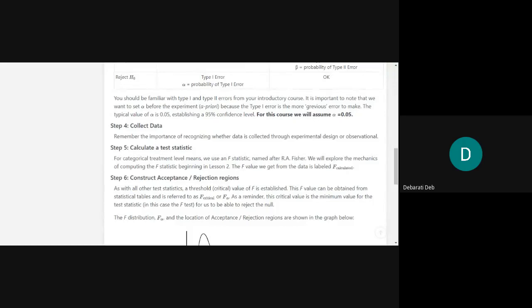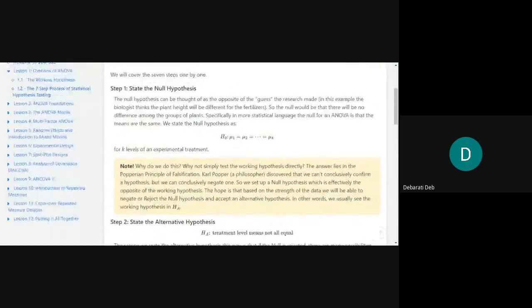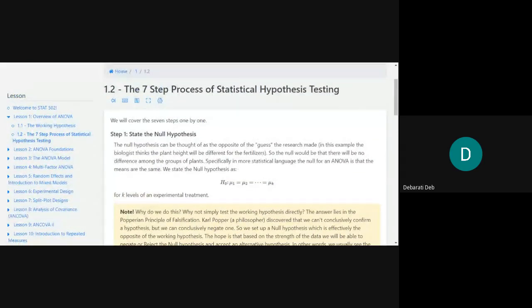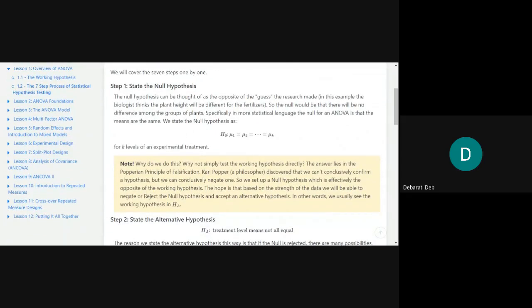Okay, so we will continue with yesterday's discussion. Seven steps of statistical hypothesis testing, in which we did three steps, which are the most important steps. The first one was setting the null hypothesis. I'm just giving you a quick recap of yesterday's class.